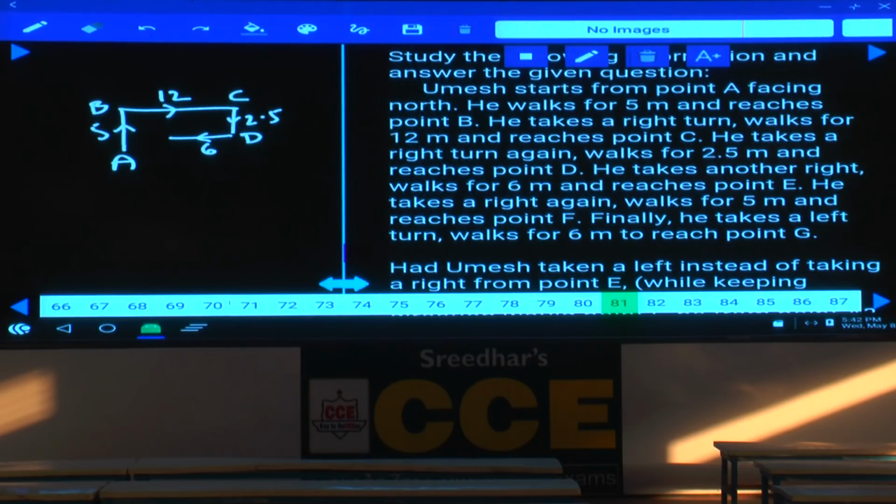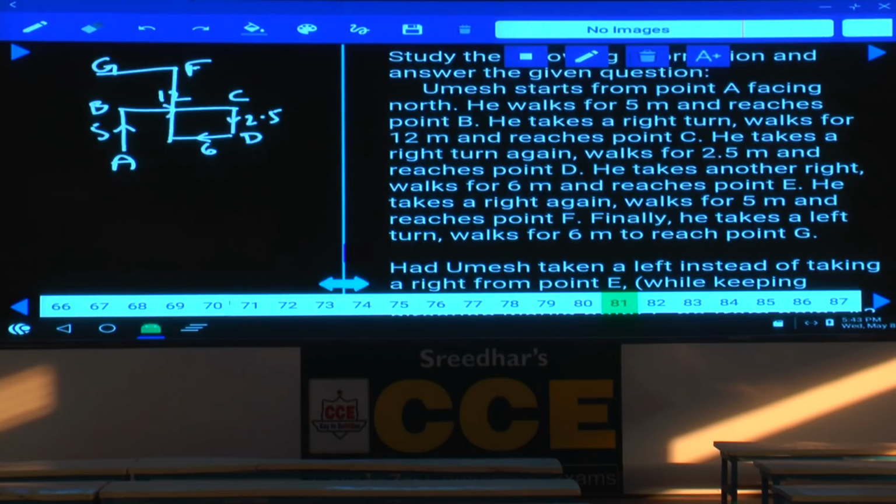And he takes a right turn, again walks for 5 meters. From here again right hand side and walks for 5 meters, like this, and reaches point F. F is here. Then finally he takes a left turn, walks for 6 meters and reaches point G.